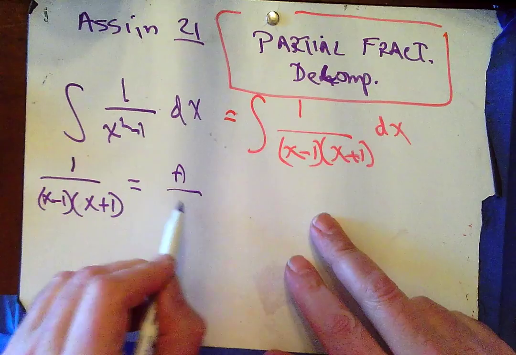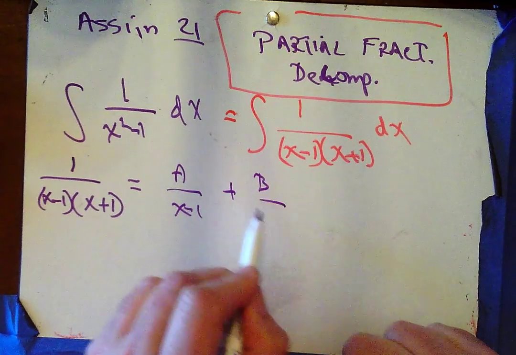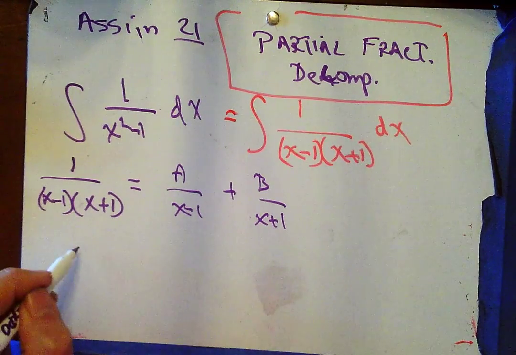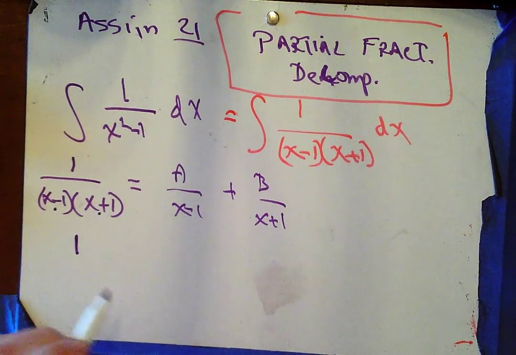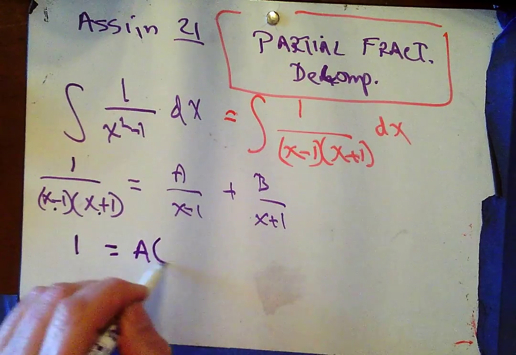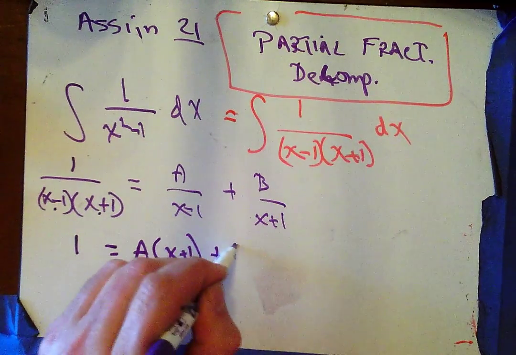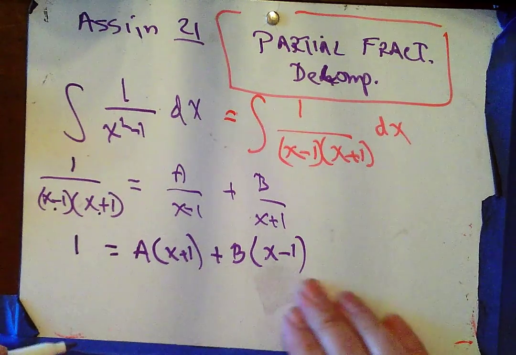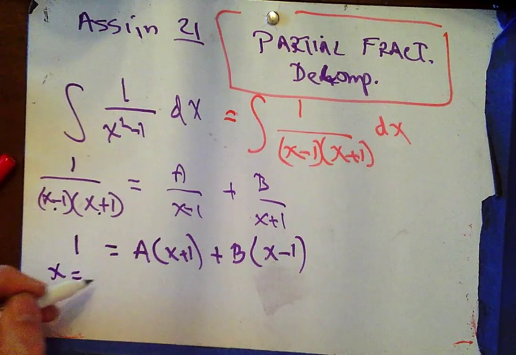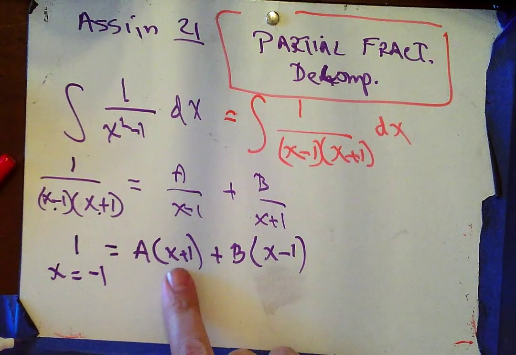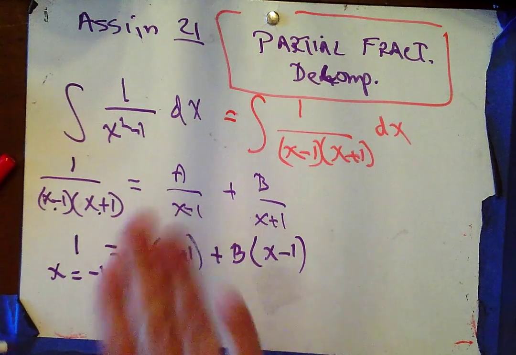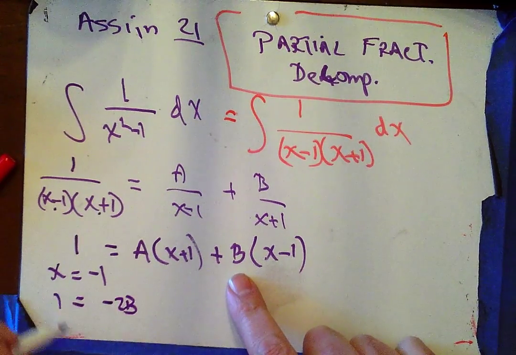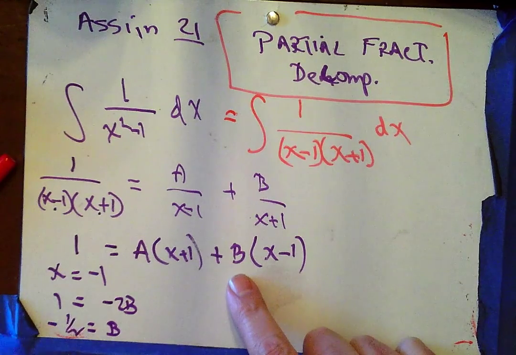1 over x minus 1 times x plus 1 equals a over x minus 1 plus b over x plus 1. Now I'm going to multiply everywhere by the least common denominator. That's this times this. And that's going to leave me with 1 equals a times x plus 1 plus b times x minus 1. You could use systems here, but I like using magic numbers. So x equals -1. -1 plus 1 is 0. That goes away. -1 minus 1 is -2b equals 1. And so b is -1/2.